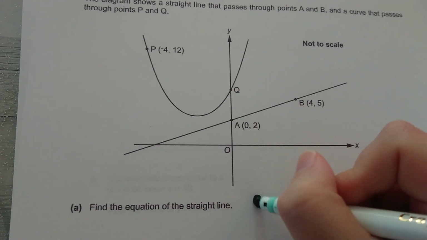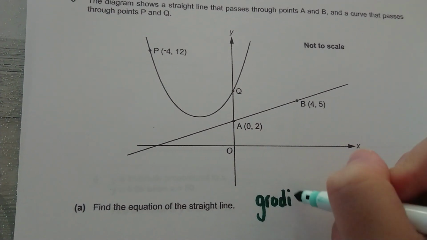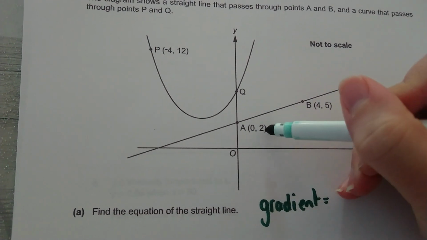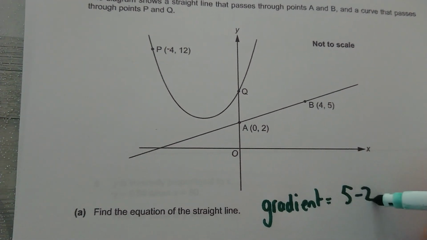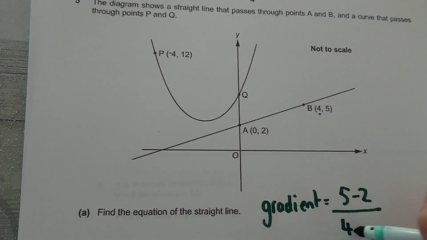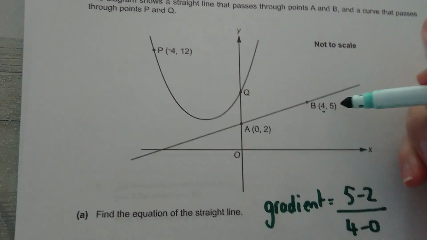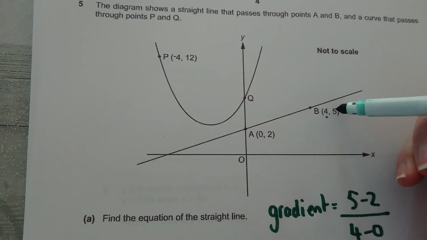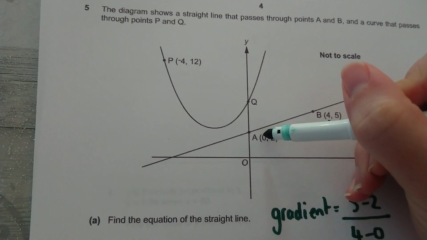So to work out the gradient of that line, I need to do the difference in the y's, which is going to be 5 take away 2, over the difference in the x's, so 4 take away 0. So it's really important that you do it in the same order. If you've done the 5 minus 2, you can't then do 0 minus 4. You need to make sure you start with that coordinate and minus that one.